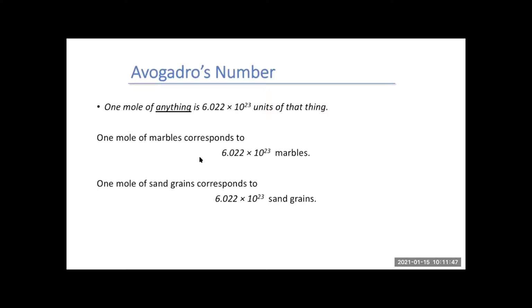So 1 mole of anything, it doesn't matter what it is, is 6.022 times 10 to the 23rd. Just like if I said I had 1 dozen marbles, you know that equals 12 marbles. Or if you had 1 dozen grains of sand, you know that equals 12 grains of sand. It's the exact same idea. So Avogadro's number just corresponds to 6.022 times 10 to the 23rd of whatever it is you're counting.